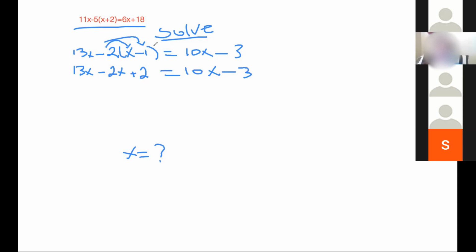Okay, so after you distribute the parentheses, what do you do on this side? 13 minus 2. That's right, we need to simplify it or combine terms. We combine like terms together. So these two together, 13 minus 2 is 11, that's right, 11x plus 2. And over here.